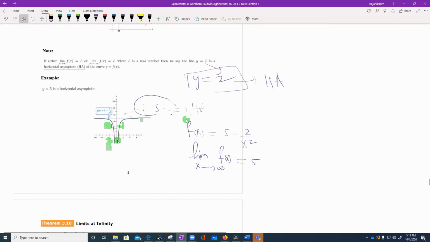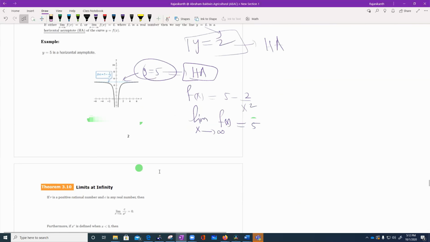Asymptote means what? The graph should approach that line, but not meet the line. It should approach all the way to that line. Since that line is a horizontal line, we call it a horizontal asymptote. So it is now clear that if you want to find horizontal asymptotes, you have to plug in either positive infinity or negative infinity and find out the y value, function value, limit value. So that is about the horizontal asymptotes.